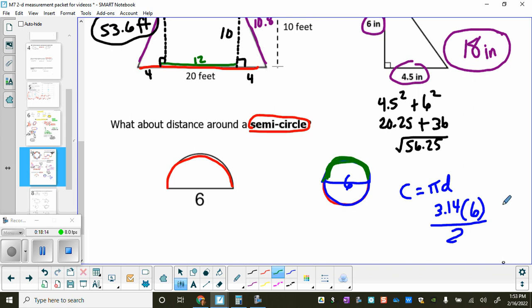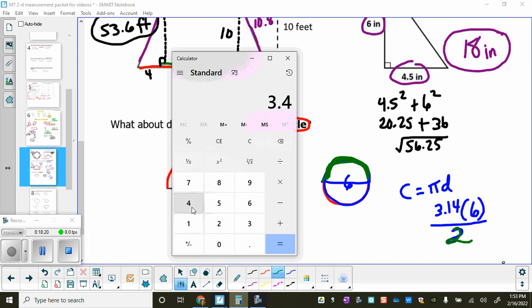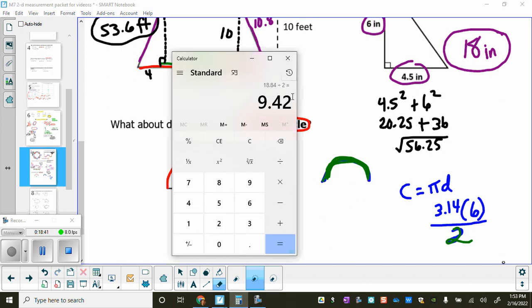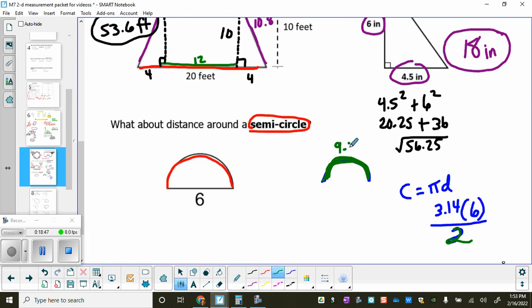So I've got the whole circumference, but I am cutting it in half. So 3.14 times my 6, this would be the distance around the whole circle. I don't want to go all the way around the whole circle, though. I only want to go halfway. So let me show you guys. I'm not going all the way around, and I don't need the diameter labeled anymore. I'm only going halfway, so I'm going to cut that in half. So the curvy part is 9.42. I just did half the circumference. That's all I did, 9.42.